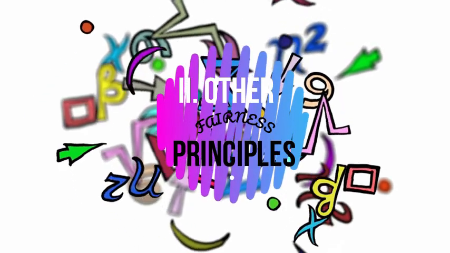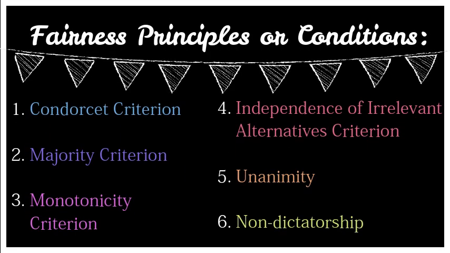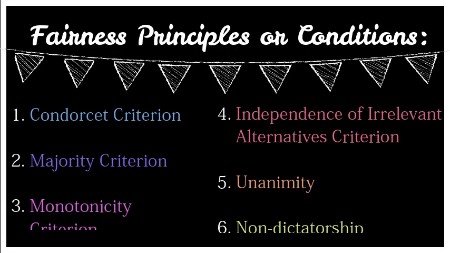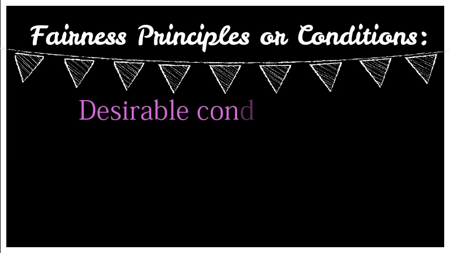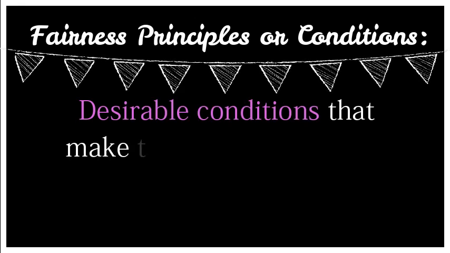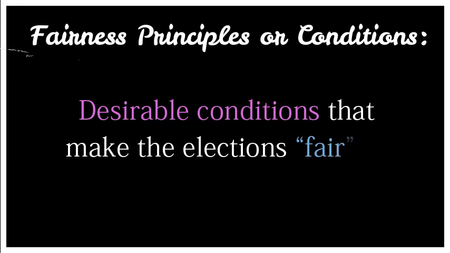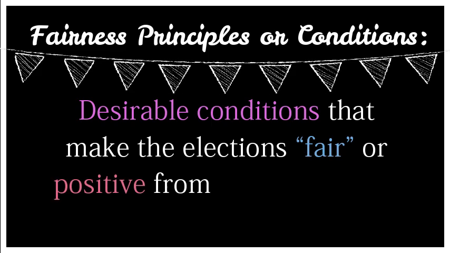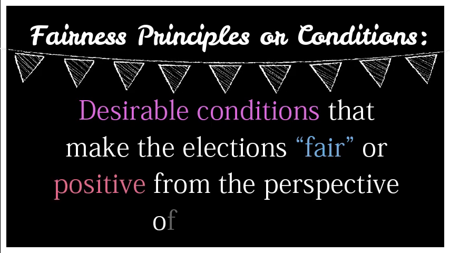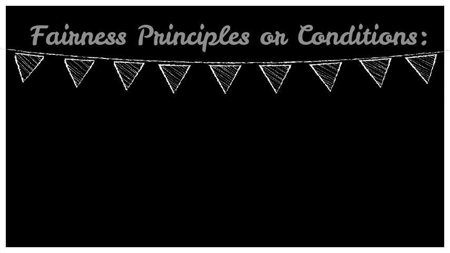Now that we have an idea on what voting systems are, we move on to the six major conditions which could establish their fairness. In the language of voting theory, there are principles of fairness that a voting method may satisfy or violate. These are desirable conditions that would manifest being fair in elections or would make them positive from the point of view of the voters.